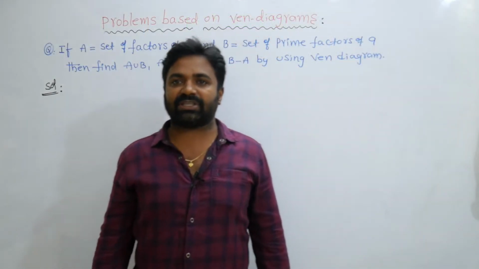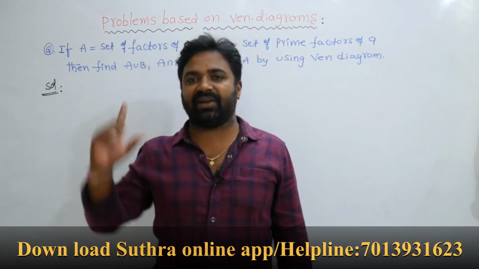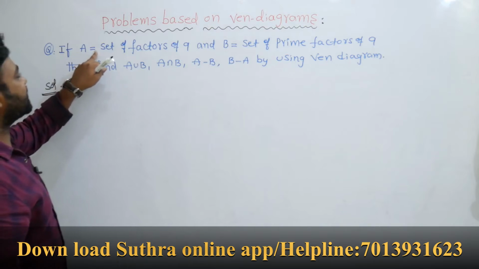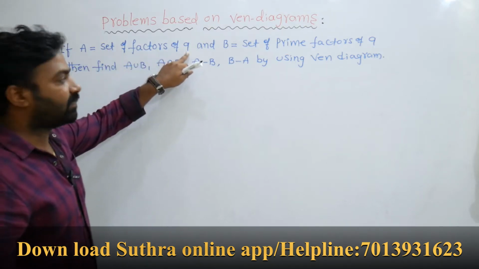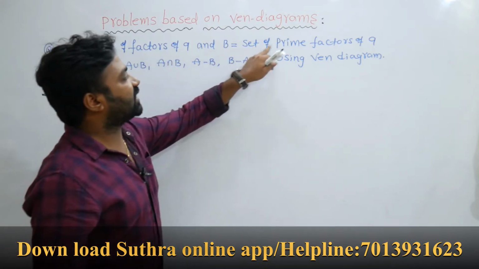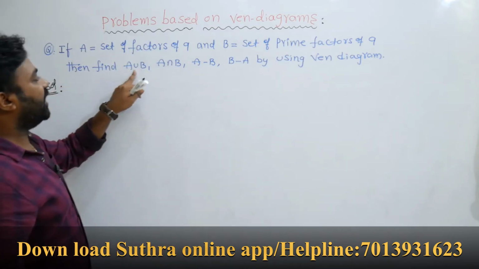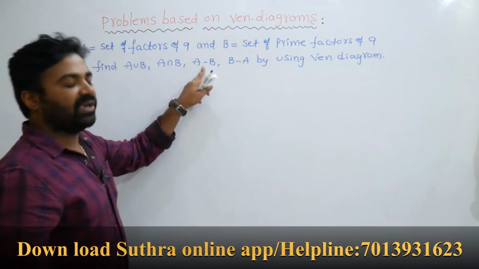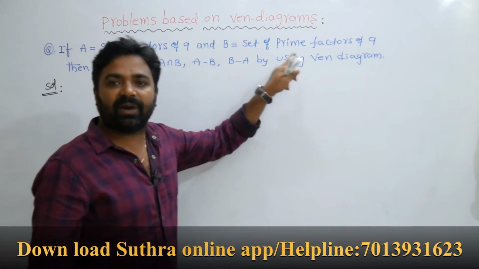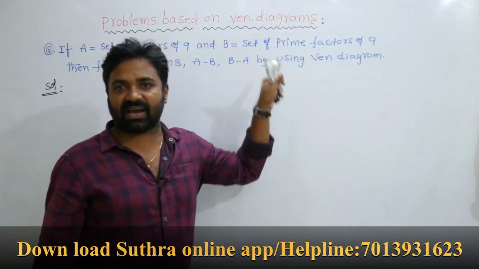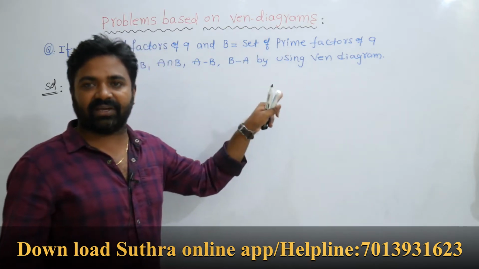Today I am going to teach about problems based on Venn diagram. Now in that, one question: If A is the set of factors of 9 and B is the set of prime factors of 9, then find A union B, A intersection B, A minus B, B minus A by using Venn diagram. So it is a long question. Now we need to find this.